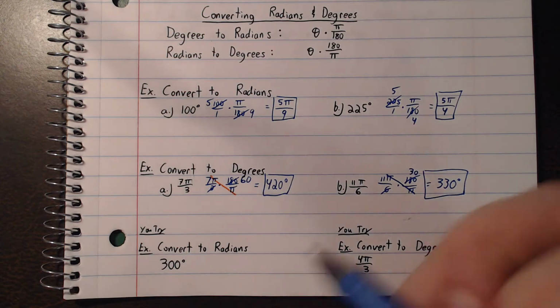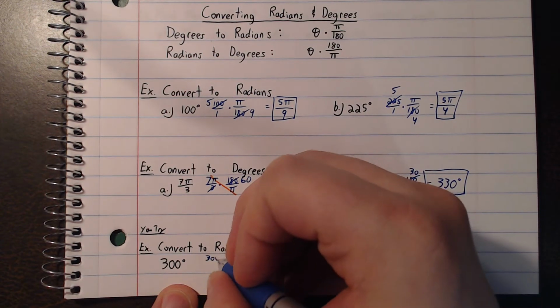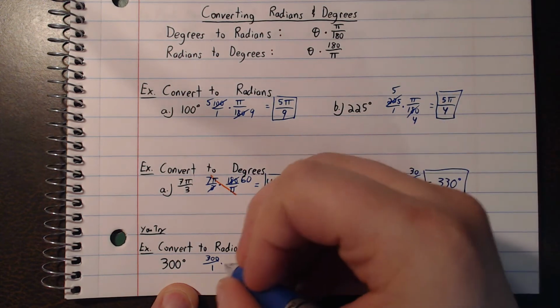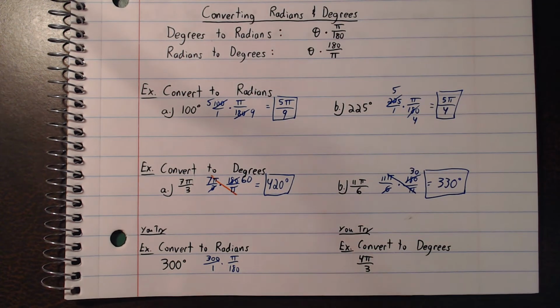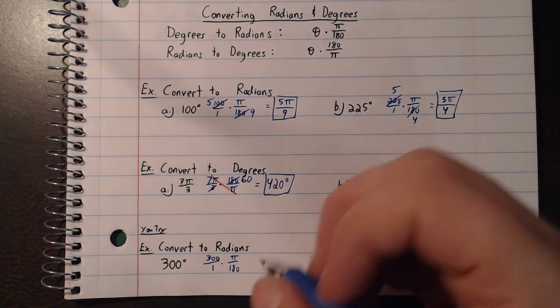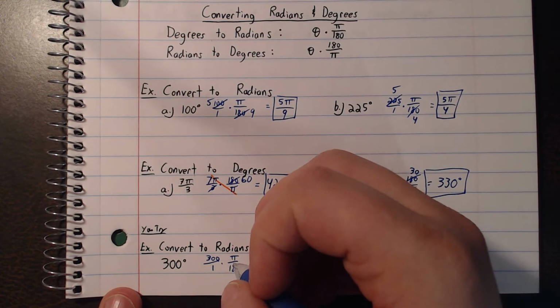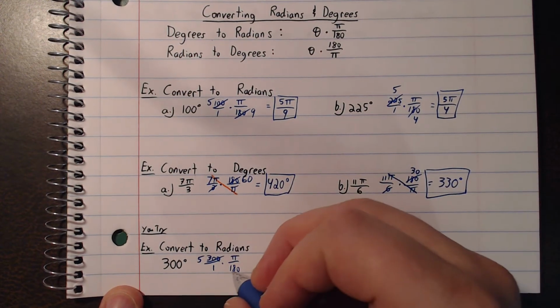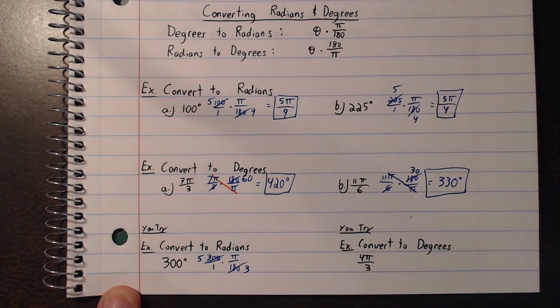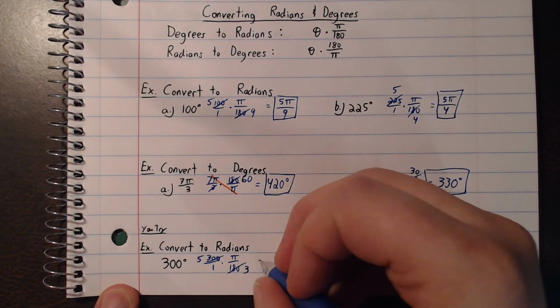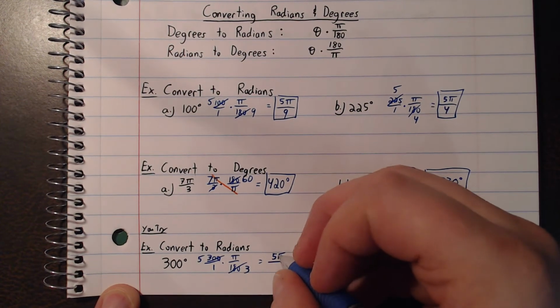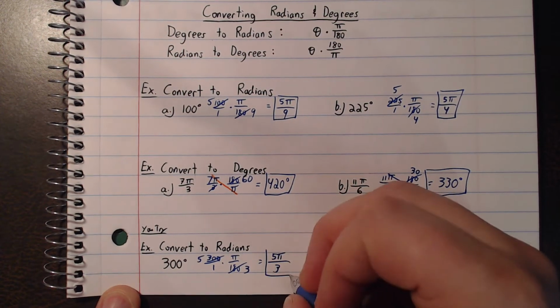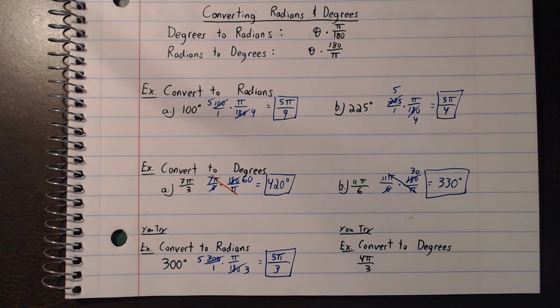Alright, let's see how you did with this. We're multiplying 300 over 1 times pi over 180. What we want to do is think about what common factors we have. If I divide 300 by 60, we're going to be left with 5. And if we divide 180 by 60, we're left with 3. Now I multiply straight across. 5 times pi is 5 pi, and then 1 times 3 is 3. So 5 pi over 3 is the same as 300 degrees.